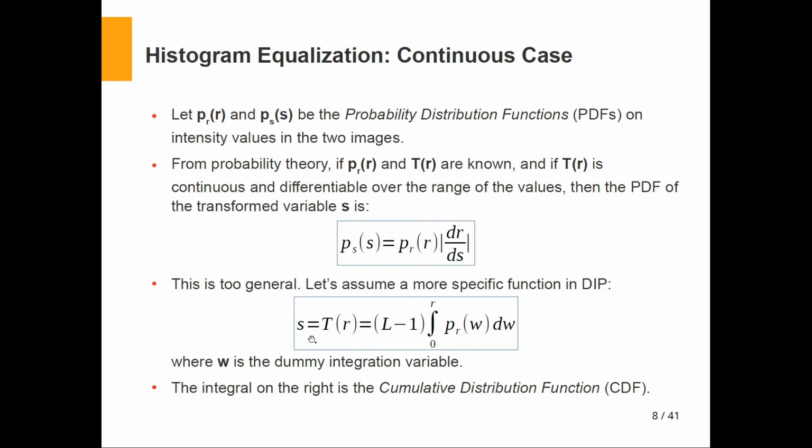So here we define s to be L minus 1, which is a constant, multiplied by the integral of the PDF of the input image over the range from 0 to r. And here we use this w parameter as the dummy integration variable. So this is generally called the cumulative distribution function, or CDF. So now that we have this, let's see if we can find the probability distribution function of the output image.